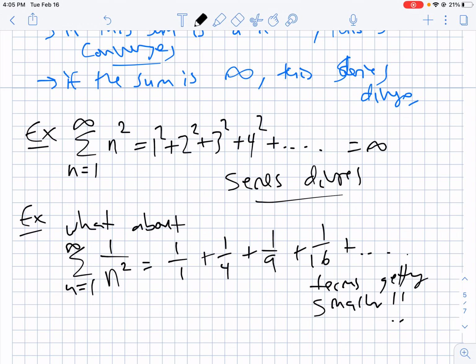I'll tell you what that is later. But that's the idea, is that these numbers are getting really, really small. So when you add an infinite number, it might actually approach some number as you keep adding them.